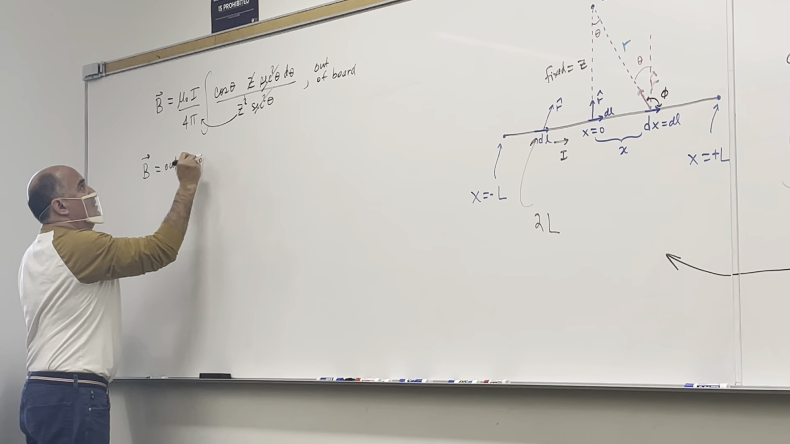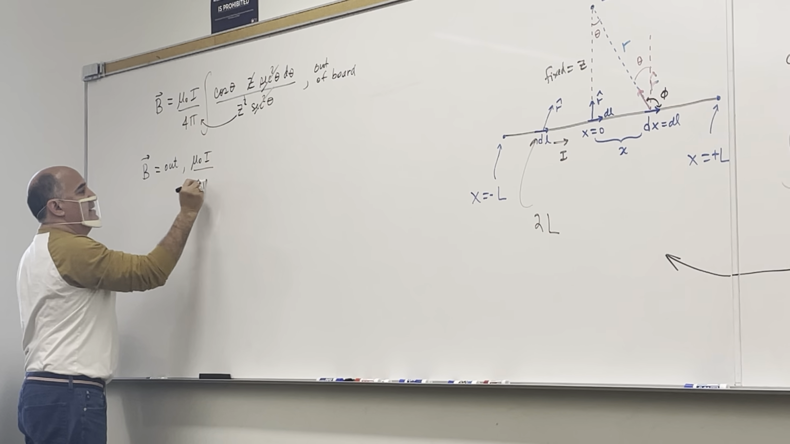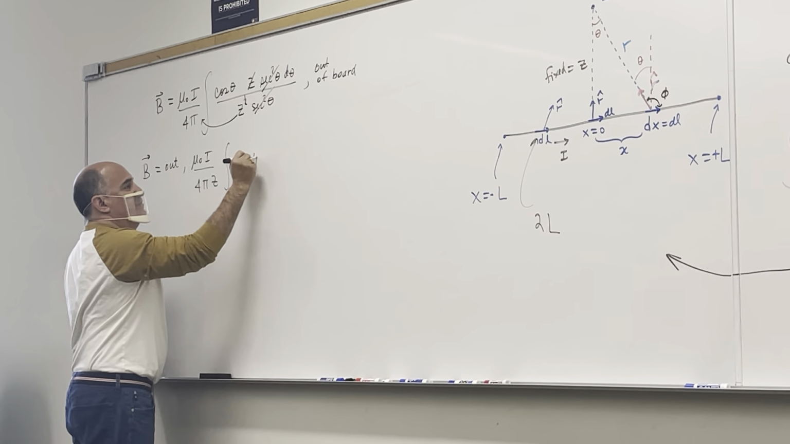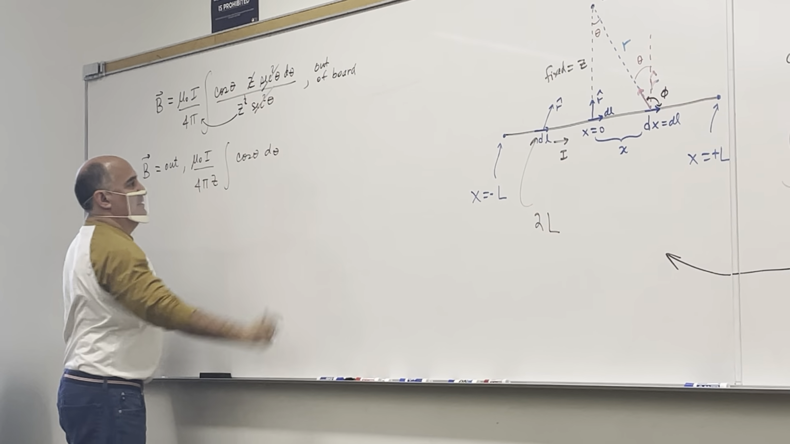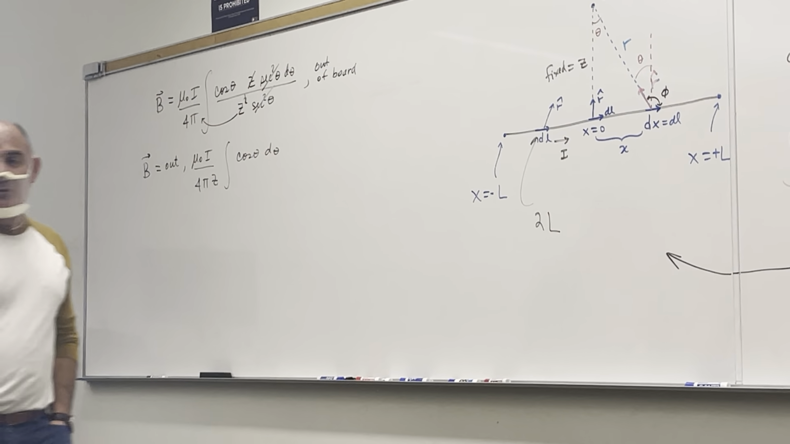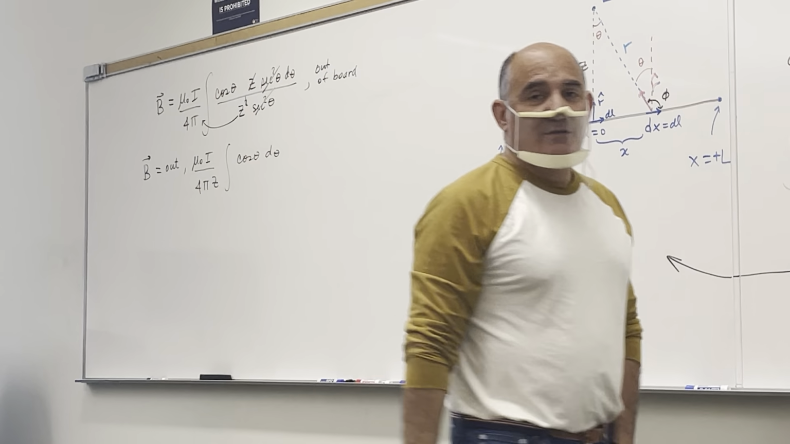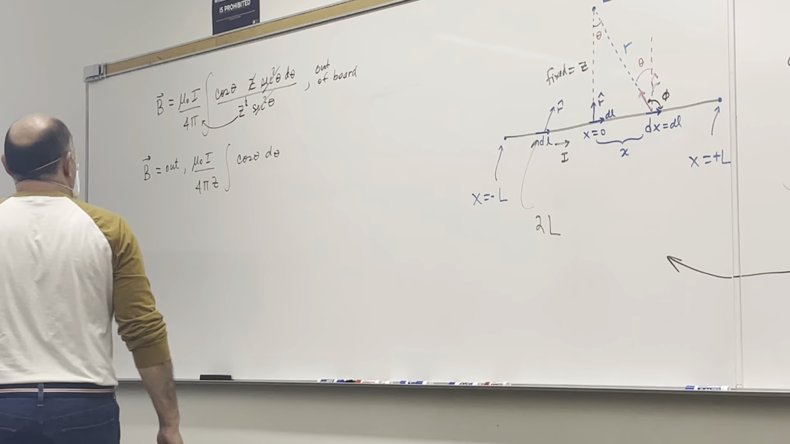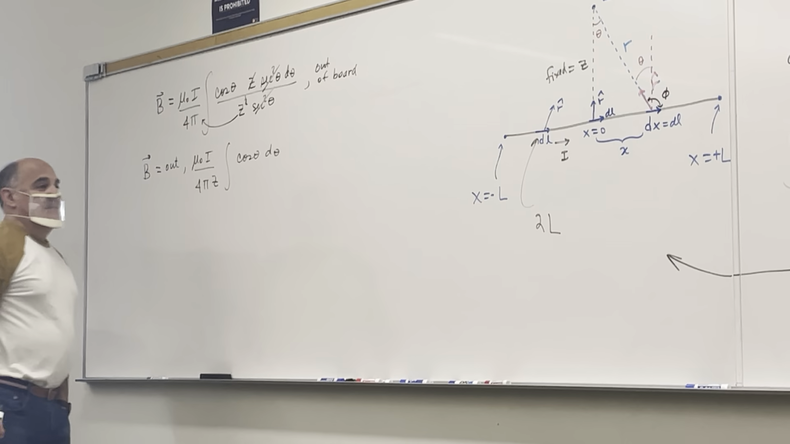And then mu naught I over 4 pi z. And then I have the integral of the cosine of theta d theta, which isn't a bad integral to solve. So that turned out to be a good change of variables. We can take z out because it's a constant, right? Yeah. Okay. Did I not take it out? No, you did. I was just making sure. Yes, because z is a constant.